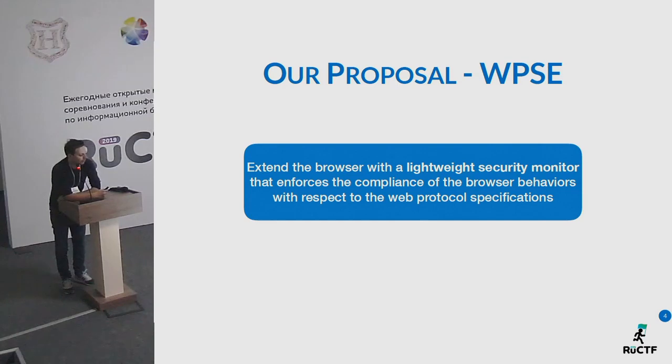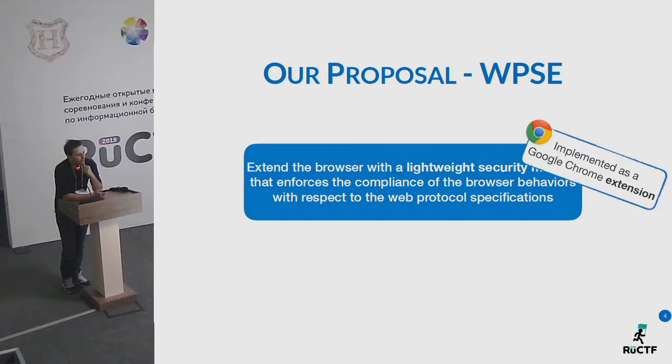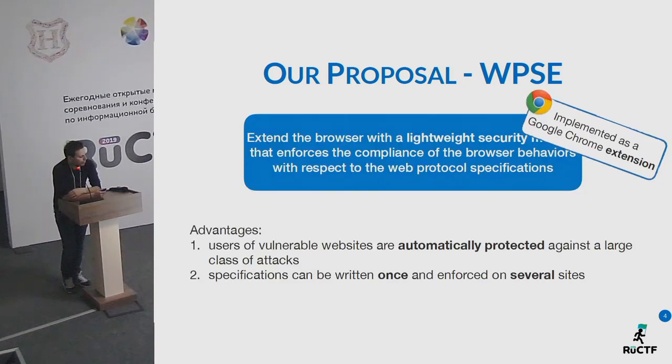So our proposal is to extend the browser with a lightweight security monitor that enforces the compliance of the browser behavior with the protocol specification. We have implemented our technique as a Google Chrome extension, but in principle you can do it on any other browser. The advantages of our solution are twofold. First, users of vulnerable websites are automatically protected against a lot of different kinds of attacks. And second, the specification for a certain protocol can be written just once and enforced in a uniform way on all the websites that rely on that protocol.